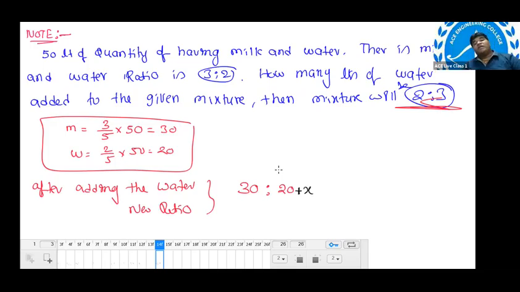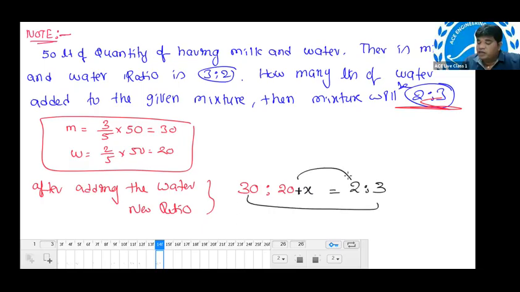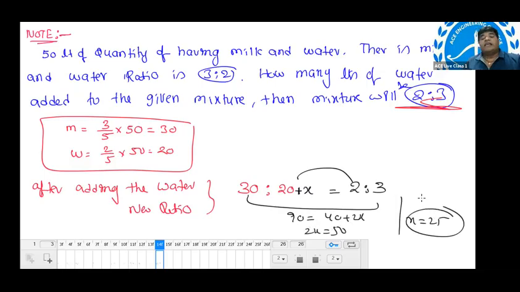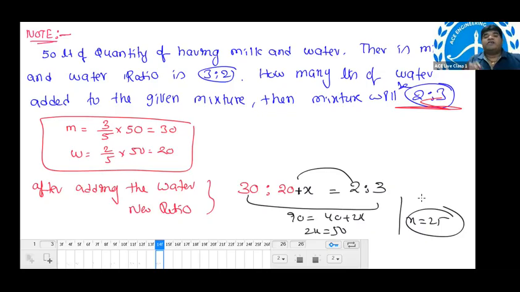After adding the water, the ratio is already given, 2:3. So the two ratios are equal: product of extremes equals product of means. So 90 is equal to 40 plus 2x. So 2x is equal to 50, then x is equal to 25. So 25 liters of water added to the given mixture gives the 2:3 ratio. This is the original method. Everybody knows.